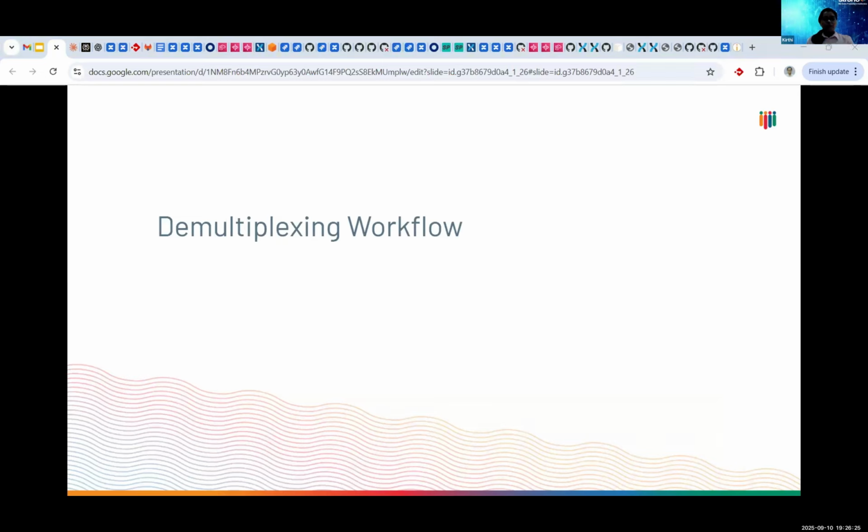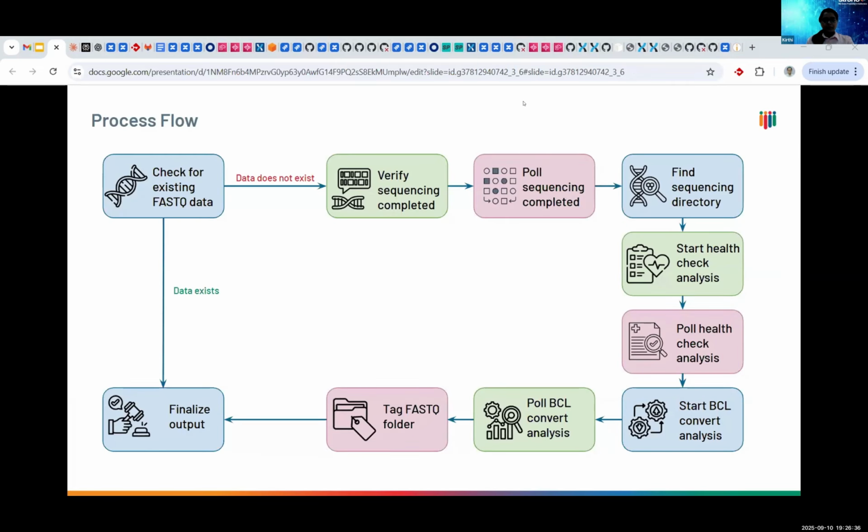So how does this actually work in practice? I'll be showing you a simple workflow of what happens inside this demultiplexing state machine. I do want to make a note that each of the boxes mentioned here is a state inside the AWS state machine. And a state can represent a task, a choice, waiting, polling, or any kind of action.